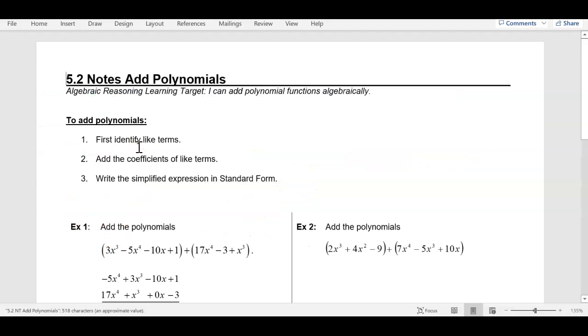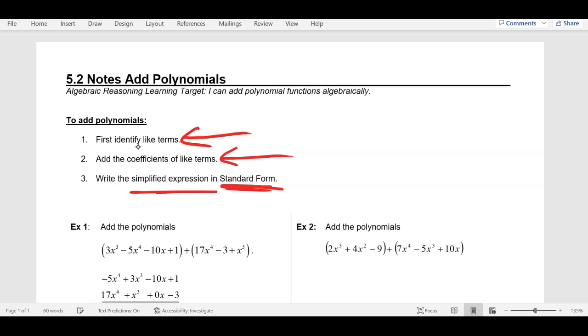All right. So again, if you're not testing and not quizzing, then here we go. We're going to do this. So 3 steps. And this is what we already did on the warm-up. First step, you're going to identify your like terms, highest to lowest. That's what standard form means. You're going to add the coefficients. And then you're going to write it in the simplified expression standard form, highest to lowest. Do the test first, and then notes after.